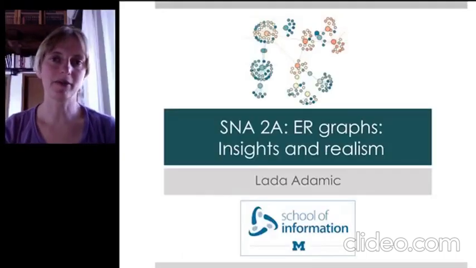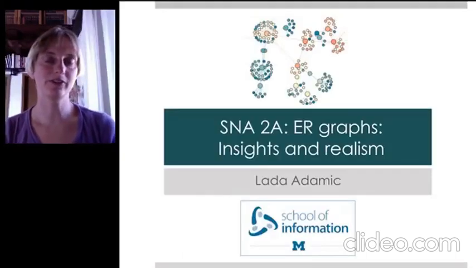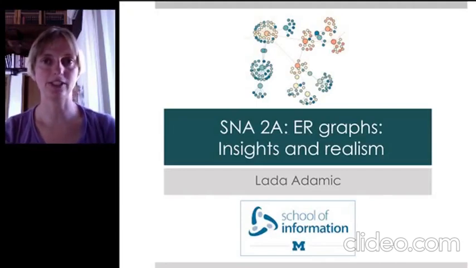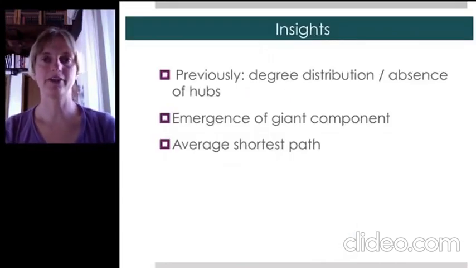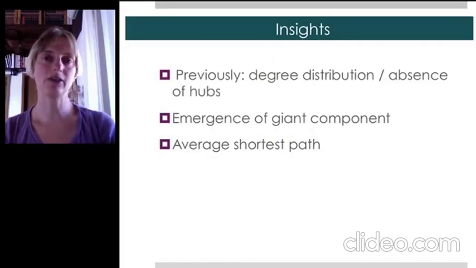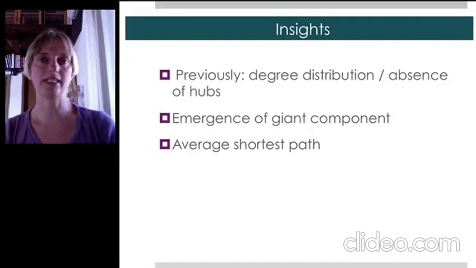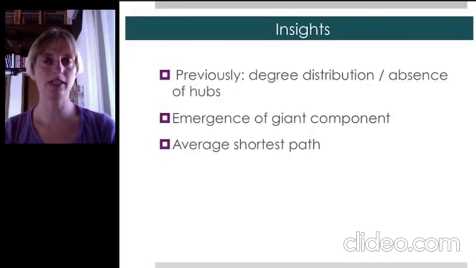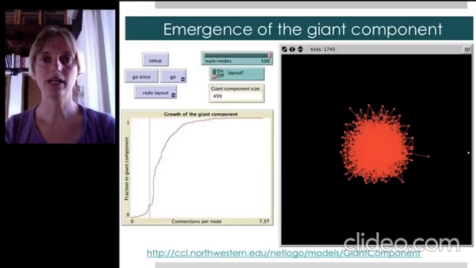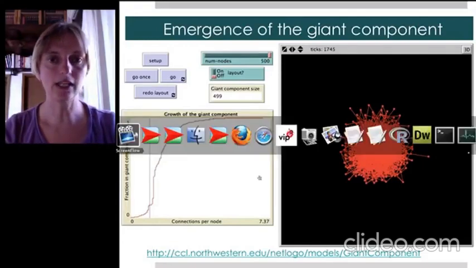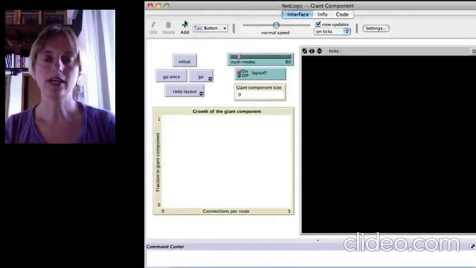Let's continue learning about how Erdős-Rényi models can be useful and also what some of their limitations are. Previously, we figured out the degree distribution, and we noted that for Erdős-Rényi random graphs, you don't really have hubs, that is, extremely well-connected nodes. What we'll talk about next is the emergence of the giant component in Erdős-Rényi graphs, and also what their average shortest path is. What I'd like you to do is to go to this app, which is a NetLogo app, to look at how the giant component comes about.